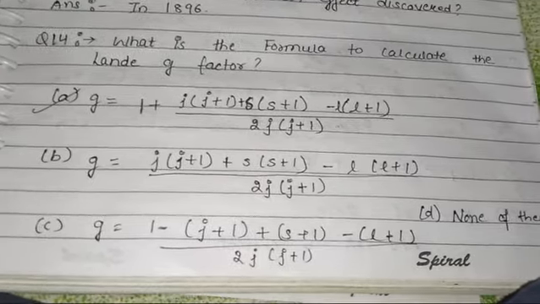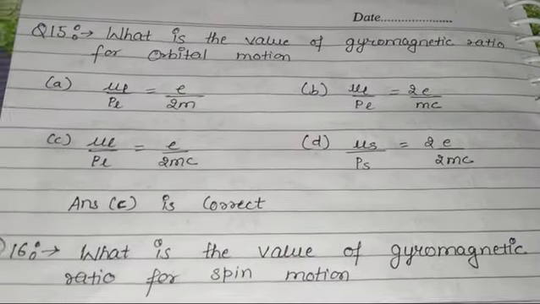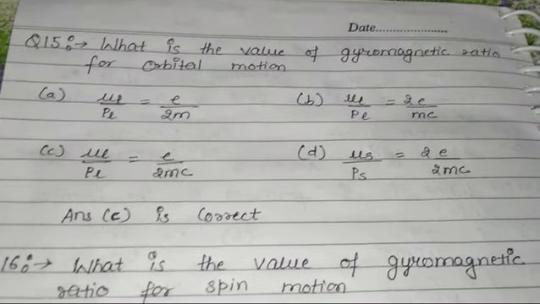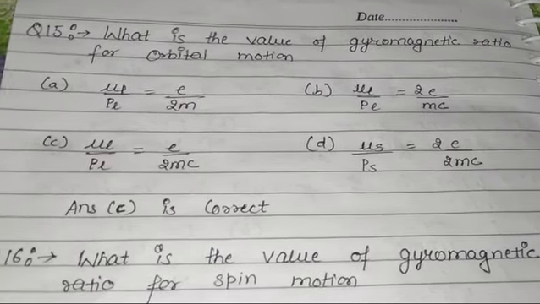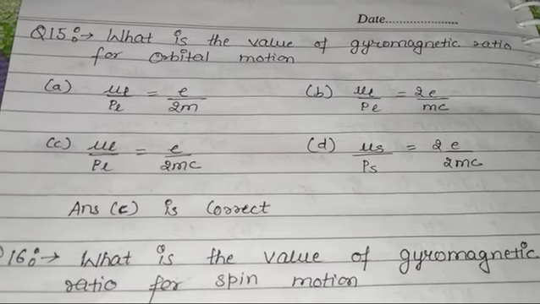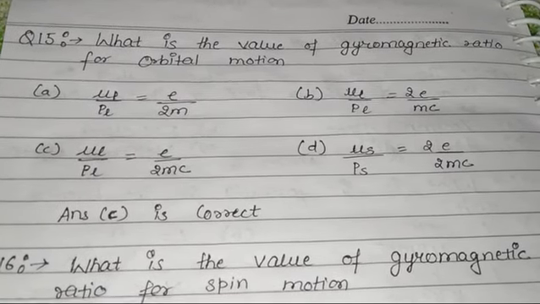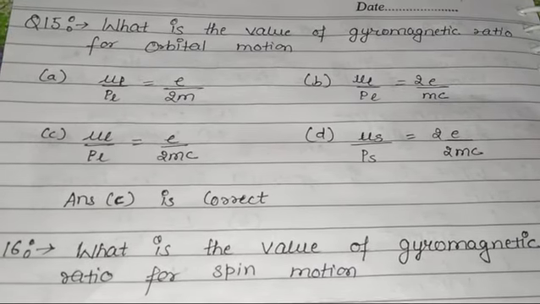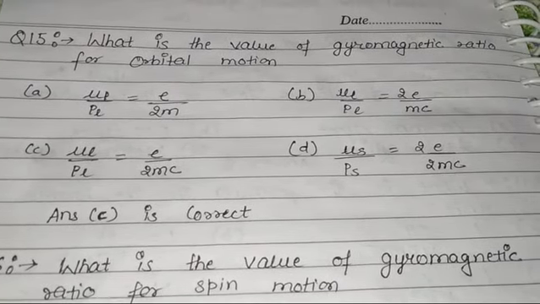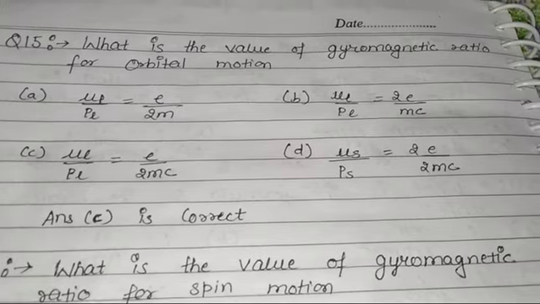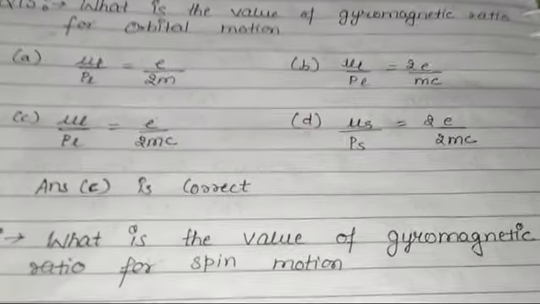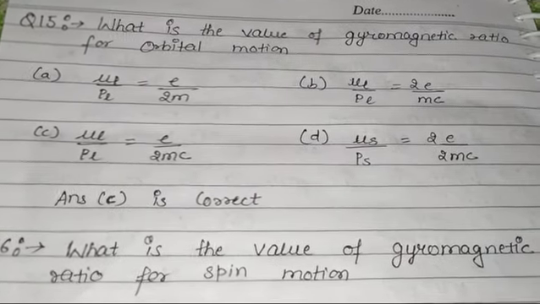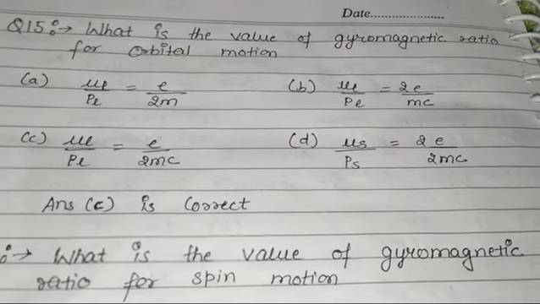Okay friends, next is question 15. What is the value of the gyromagnetic ratio for orbital motion? A. mu L by PL is equal to e by 2m. B. mu L by PL is equal to 2e by mc. C. mu L by PL is equal to e by 2mc. D. mu S by PS is equal to 2e by 2mc. So here for orbital motion, answer C is the correct answer, that is, mu L by PL is equal to e by 2mc.